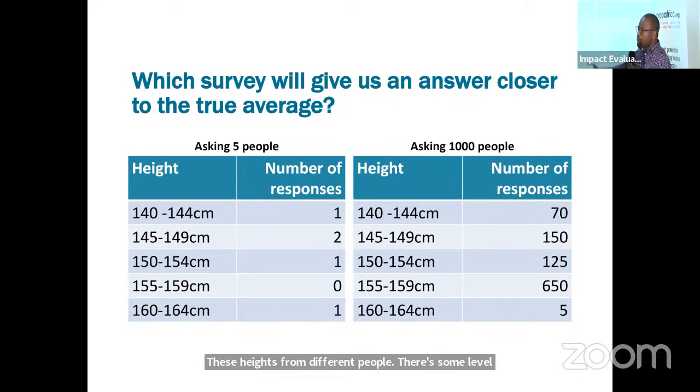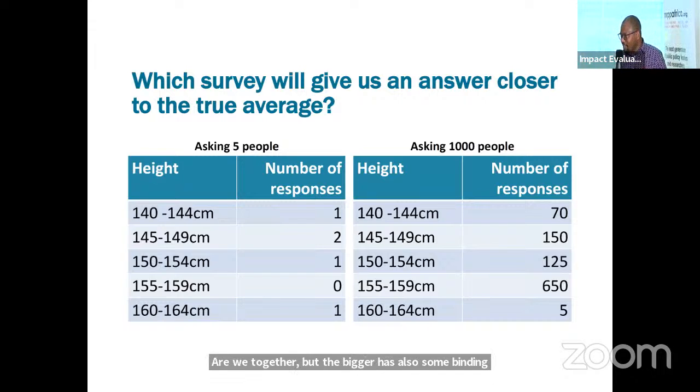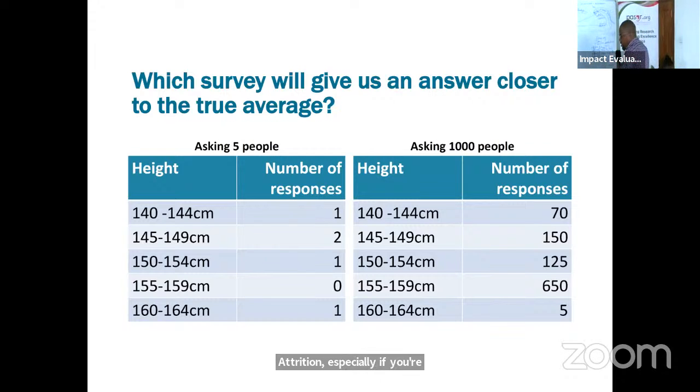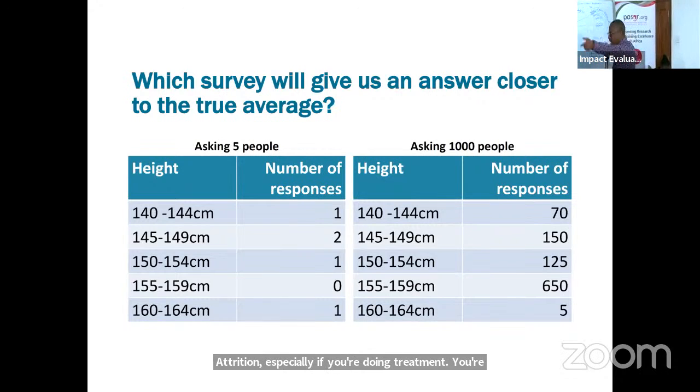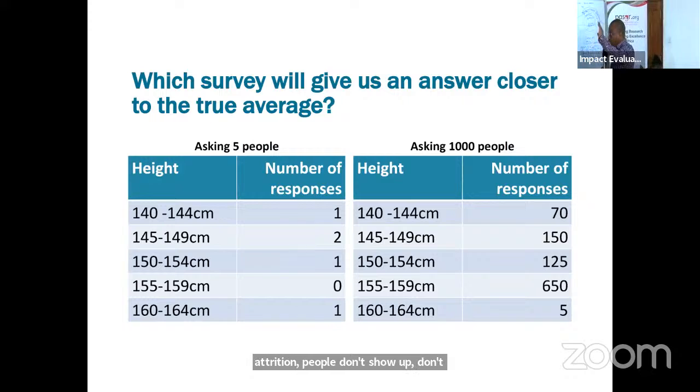Okay. So what am I trying to say here? The bigger the sample, the preciseness of your what? Estimates. So when you're doing evaluation, should you aim for a smaller or a bigger sample? Are we together? But the bigger has also some binding constraints, budget, time. We'll talk about risks to do with attrition, especially if you're doing a treatment. You're offering an intervention today, and then you want to follow them up a year down the line. If you have a small sample and there's attrition, people don't show up in the endline, you're in trouble. So you see the importance of having a bigger sample.